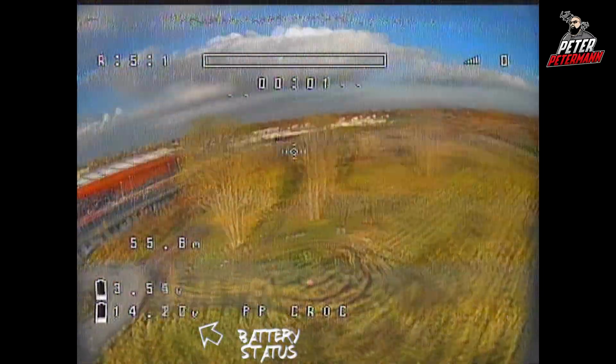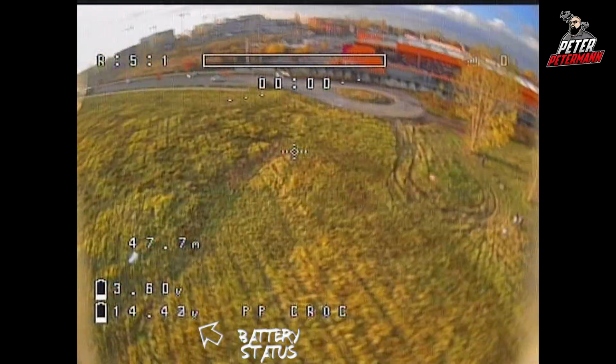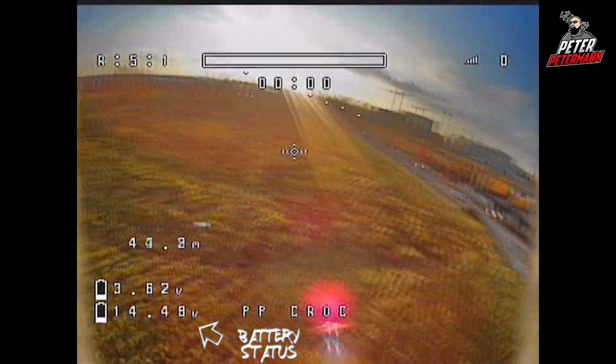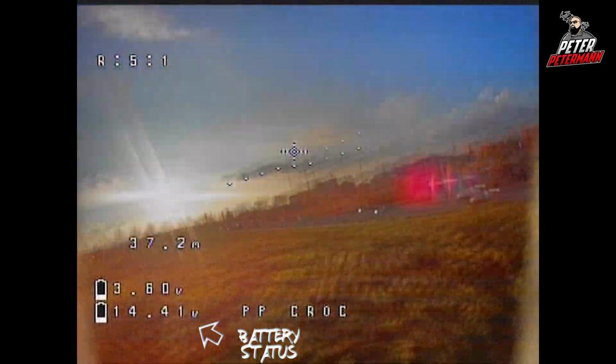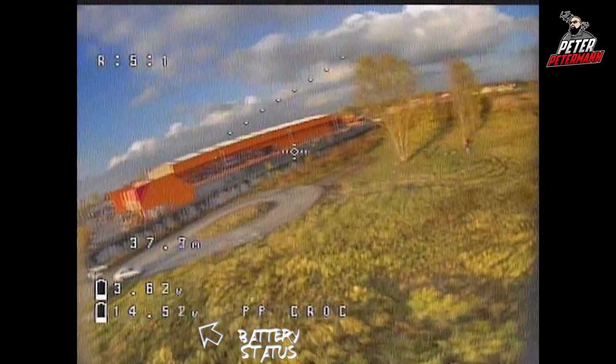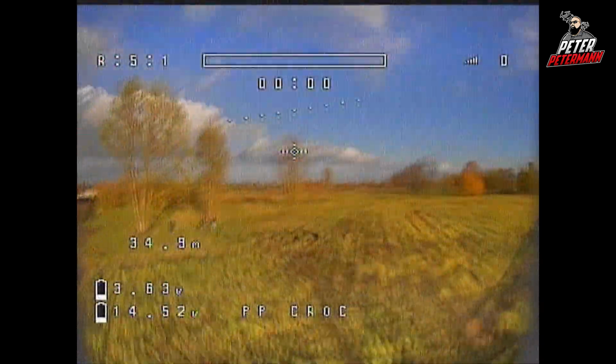And then there is the most important one, my battery status, showing me the voltage of the whole battery as well as the average voltage per cell, which allows me to understand how long my battery is actually still living.